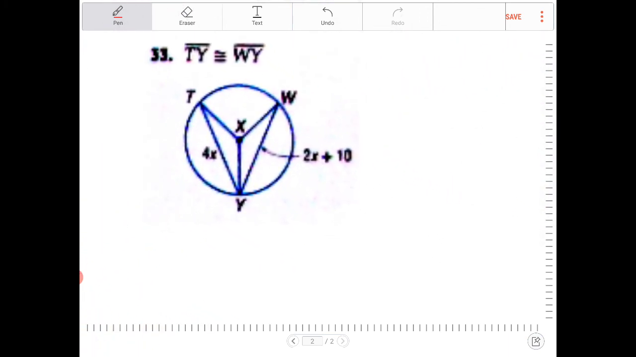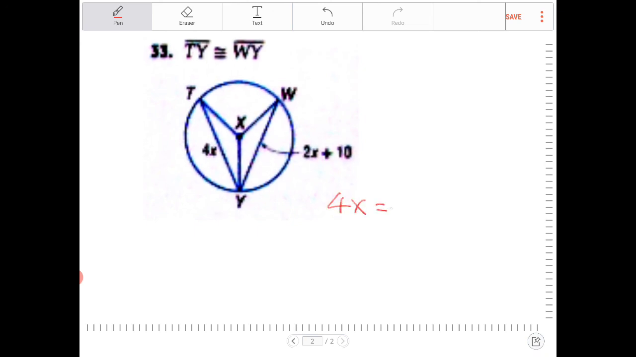Last question. TY and YW are congruent. So therefore, congruent chords intercept congruent arcs. So therefore I can say 4x is equal to 2x plus 10. Subtract 2x, 2x is equal to 10. Divide by 2, x is equal to 5.